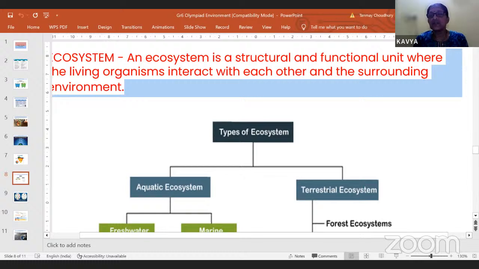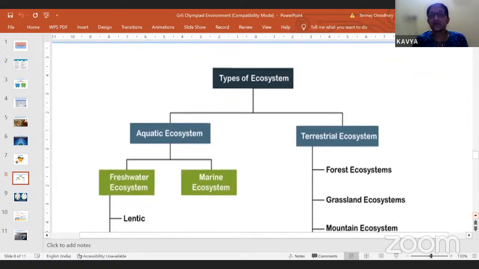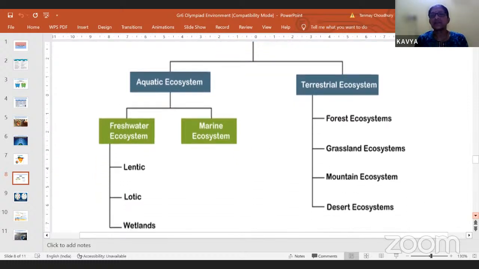And this unit is known as an ecosystem. So we have these two types of ecosystems, that is the aquatic ecosystem and the terrestrial ecosystem. The aquatic ecosystem, as the name suggests, will be in water. So we have the freshwater ecosystem, for example, the lake, ponds, and the river. And we have the marine ecosystem, for example, the ocean and the sea. The terrestrial ecosystem means all the ecosystems present on the land.